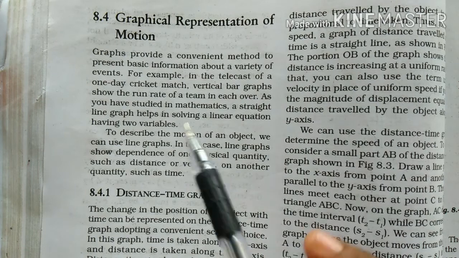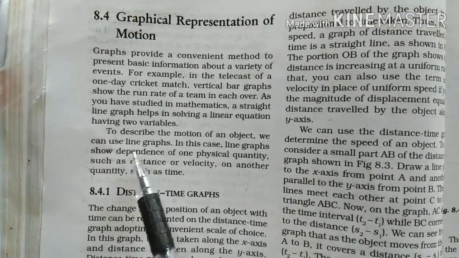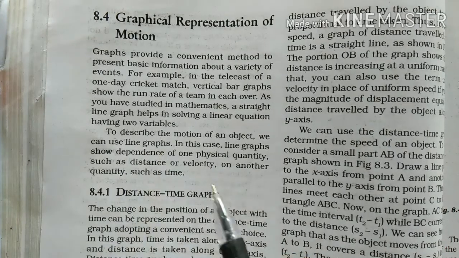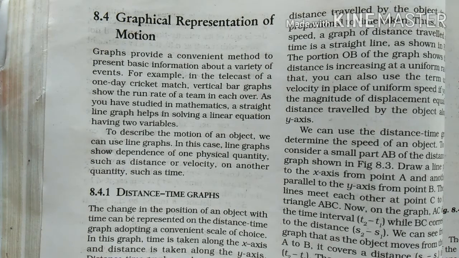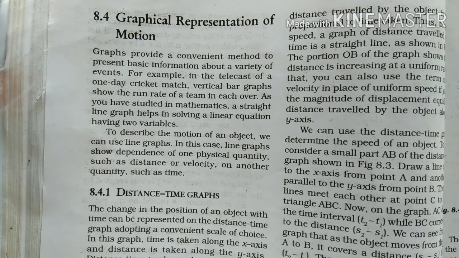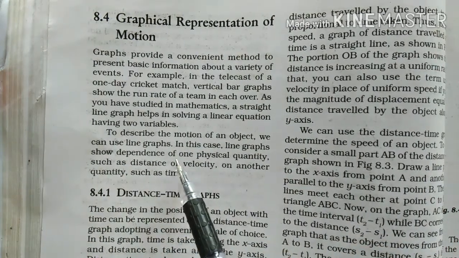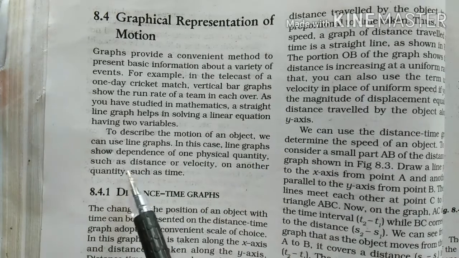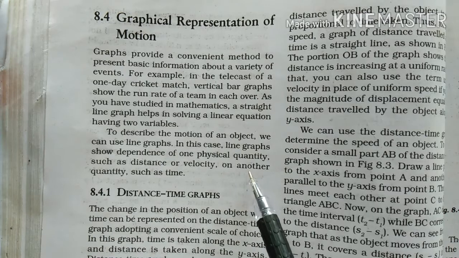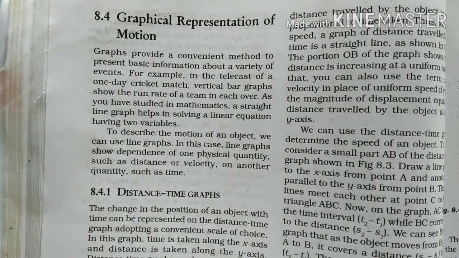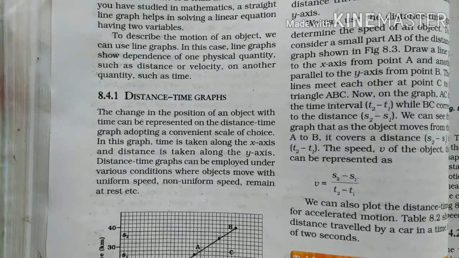Now in the next paragraph, to describe the motion of an object we can use line graphs. Now in this chapter, for the motion of an object we can use a line graph. In this case, line graphs show the dependence of one physical quantity such as distance or velocity on another quantity such as time. Now we will move on to that graph.